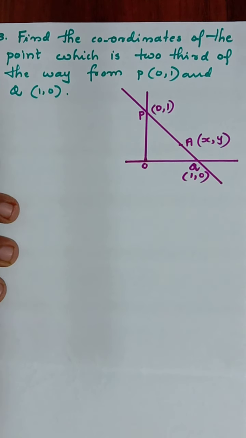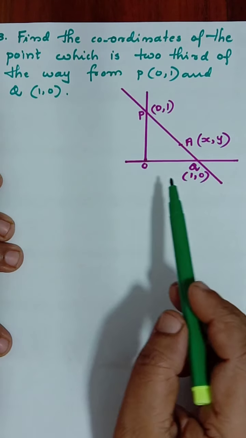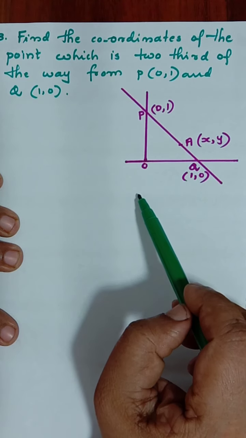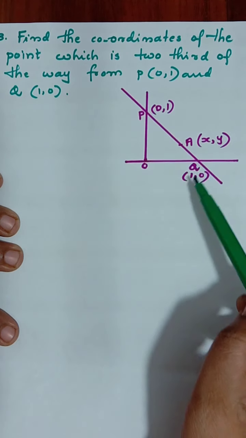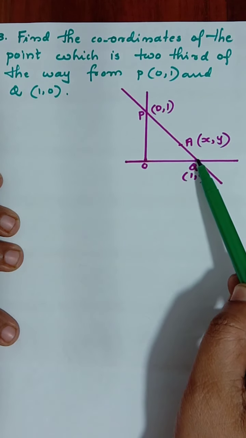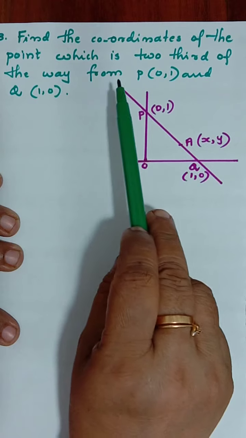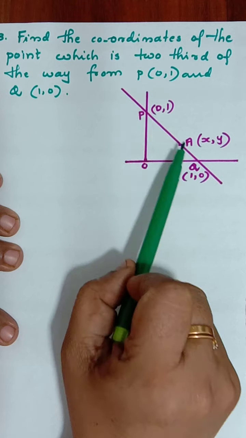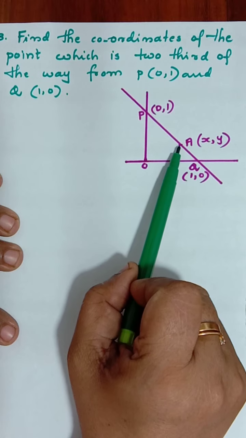Let us see the third question. Find the coordinates of the point which is 2/3 of the way from P(0,1) and Q(1,0). For you to understand, I have drawn the figure here. If this is the x-axis and this one the y-axis, we can mark the point (0,1) here, point P, and Q as (1,0). Find the coordinates of the point which is 2/3 of the way from P to Q.